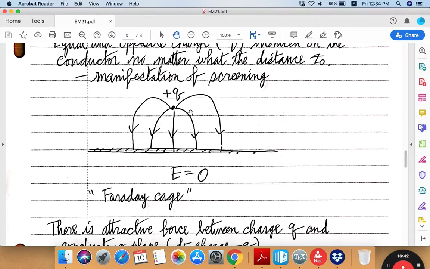Okay. And what it says is that the ability to screen out the electric field of an external charge is really a perfect one for a metallic, for a conducting surface.